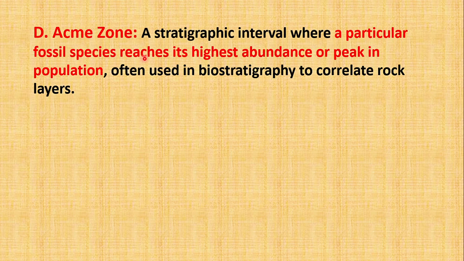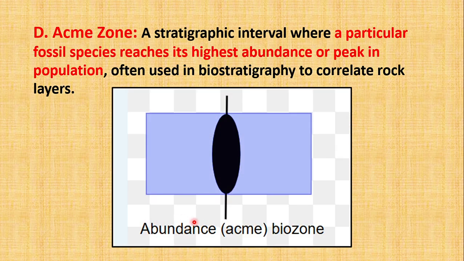Next, acme zone. Acme zone is also known as the abundance zone, used in biostratigraphy. See, this is a particular zone. In this zone, one species is dominant. An acme zone is a stratigraphic interval where a particular fossil species reaches its highest abundance or peak in population. See, this one community is dominant in this biozone. So this zone is known as acme zone as well as abundance biozone.